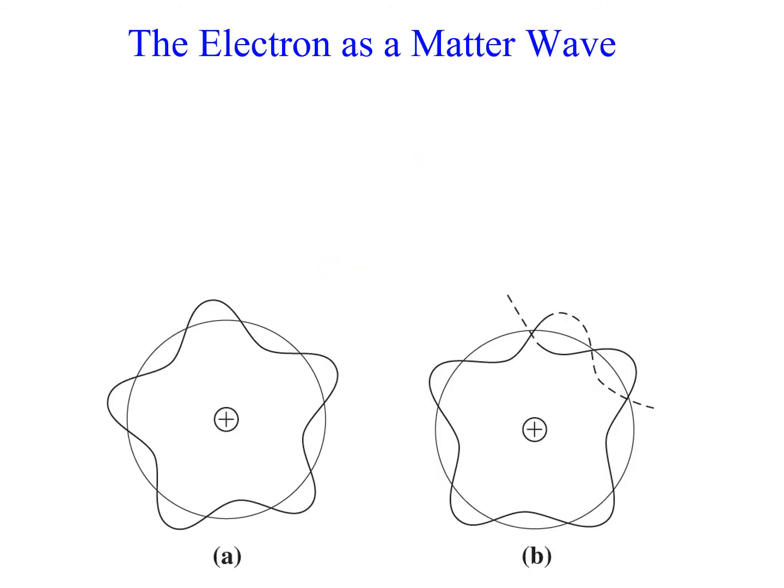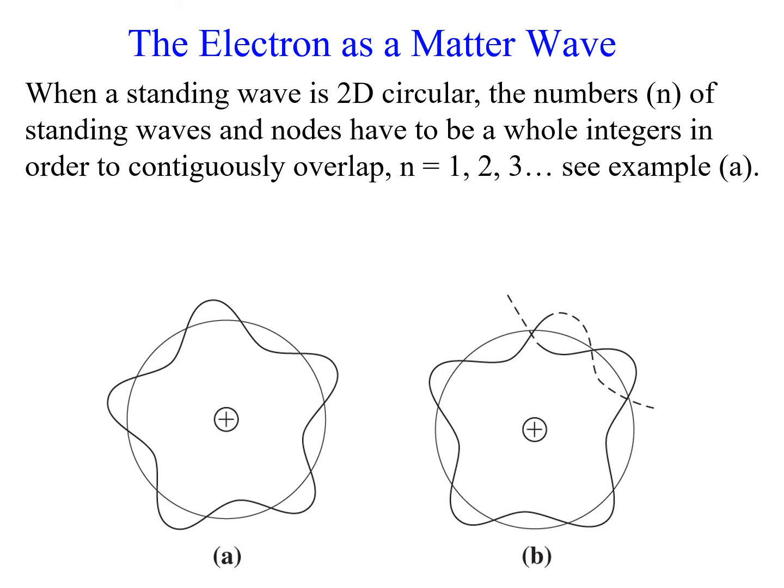And so the electron as a matter wave, when a standing wave is a two-dimensional circular model as shown here, the numbers n of the standing waves and nodes have to be whole integers in order to continuously overlap. You can't be fractional. So we're getting back into our quantum mechanics here. And so this is a standing wave in phase.